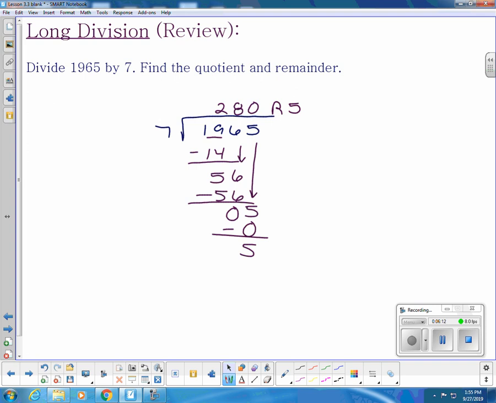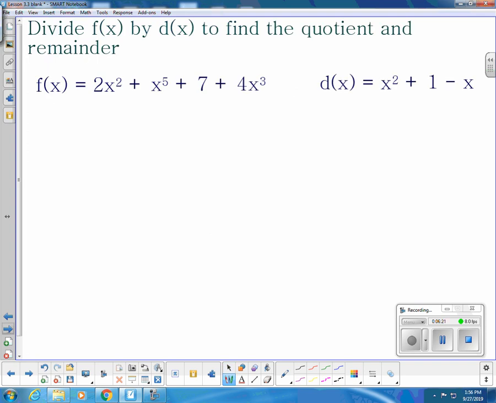Okay? Easy enough. We're going to do the same steps in polynomial division. So, here we go. Things to know. Things to make sure you do. When you write the divisor and the dividend, you need to make sure they are in standard form. So that means you start with the leading coefficient and you decrease your exponents.